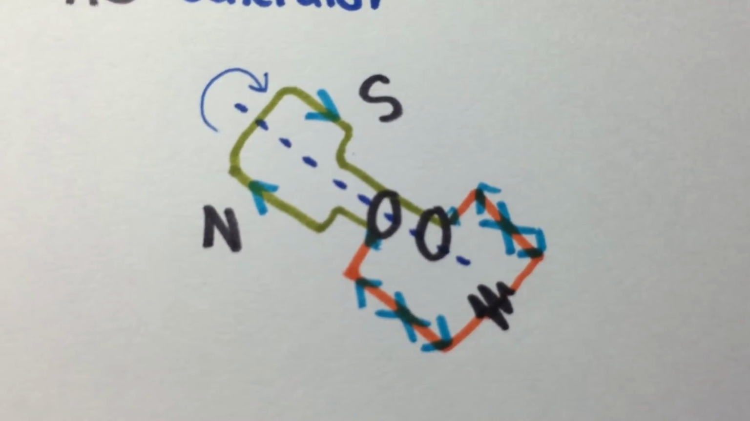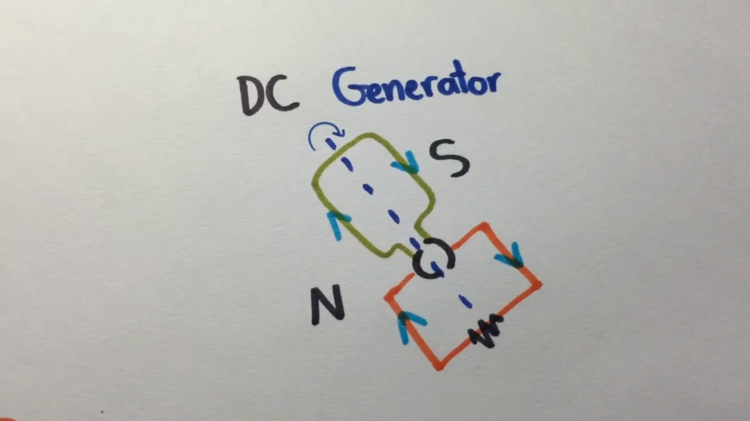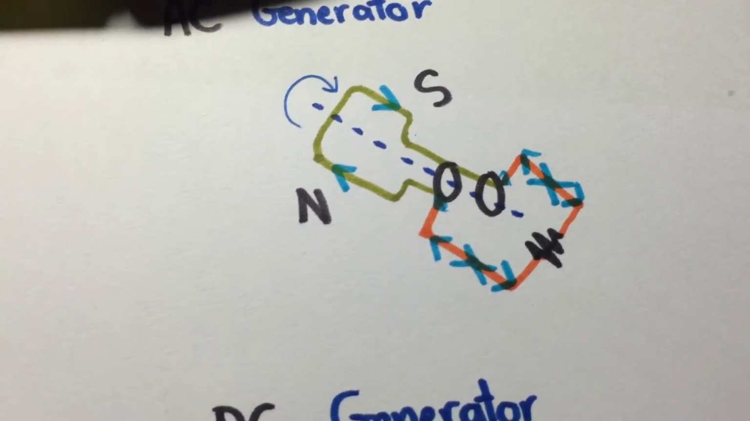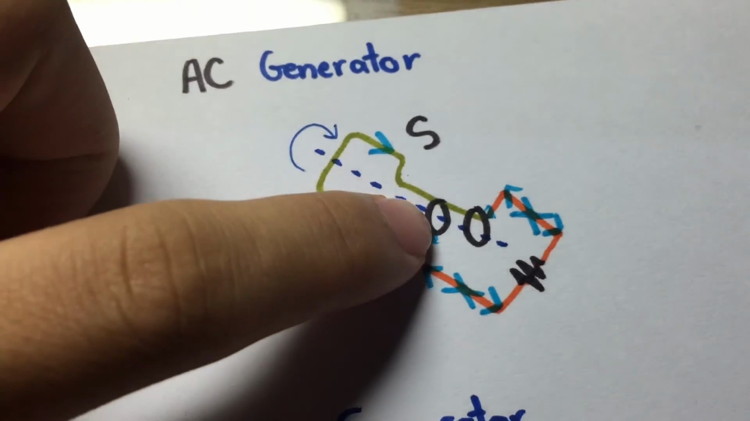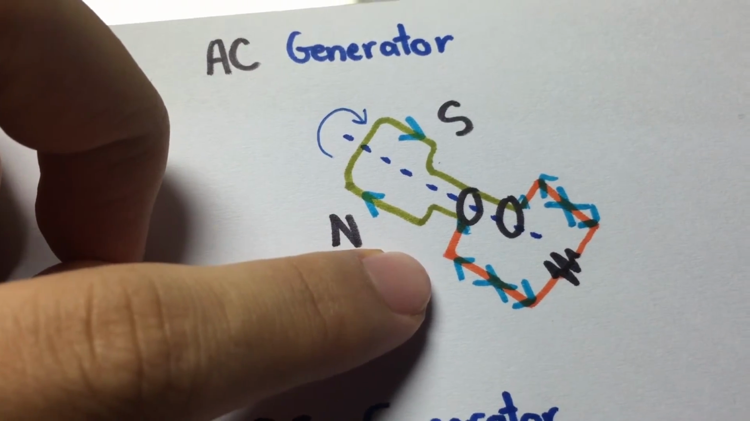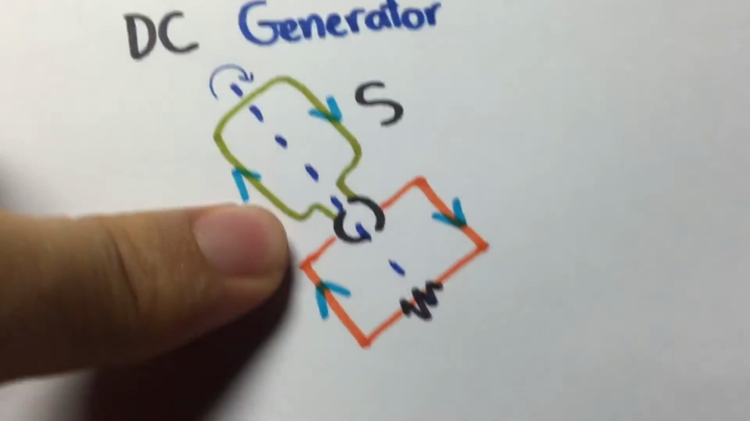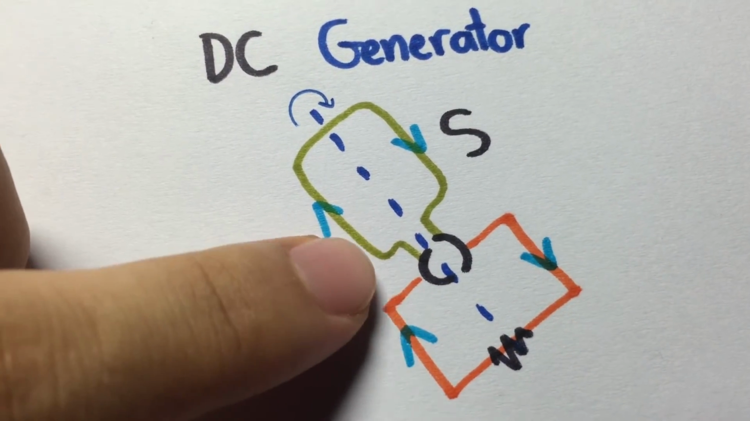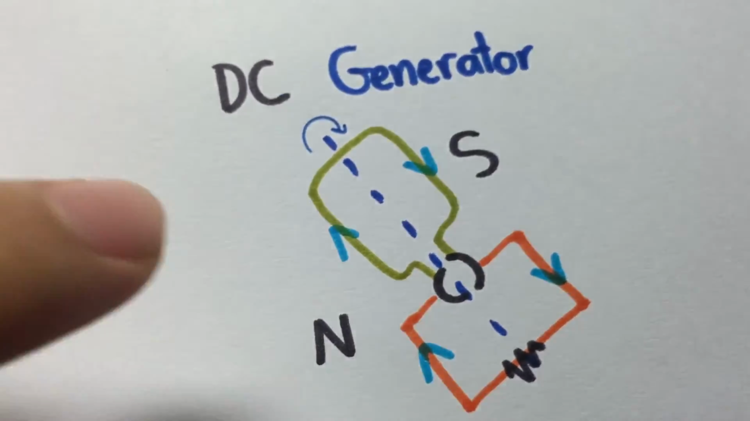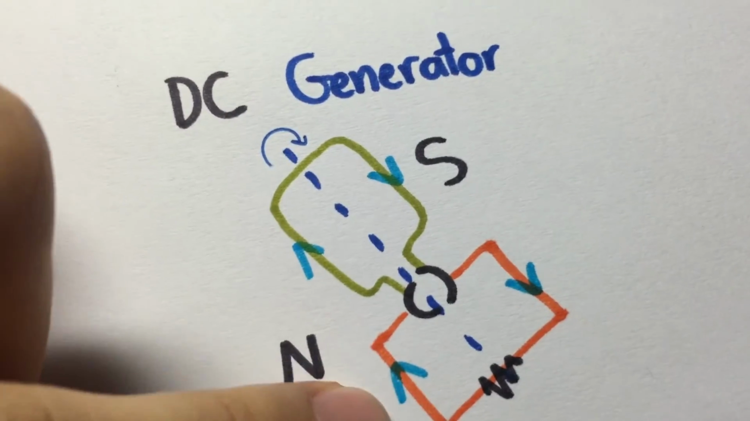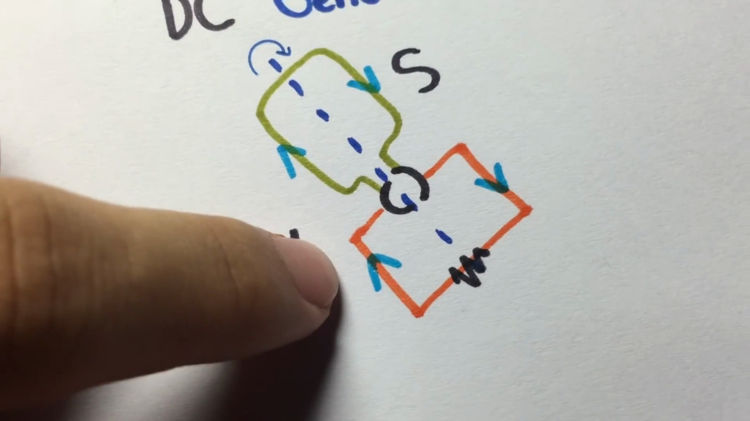For this kind of generator, if we leave the coil to rotate, assuming this is clockwise, this circuit in orange will keep alternating. Now we come to the DC generator or direct current generator. The difference between the AC and the DC is the AC has these two rings connected with the outer circuit, while DC consists of a split ring commutator, which makes this circuit, the orange circuit, go with the direct current.